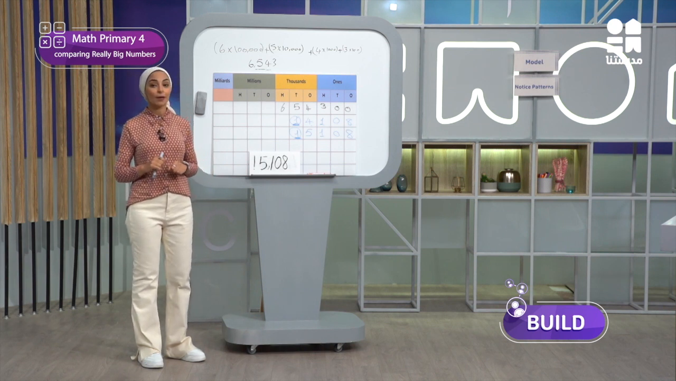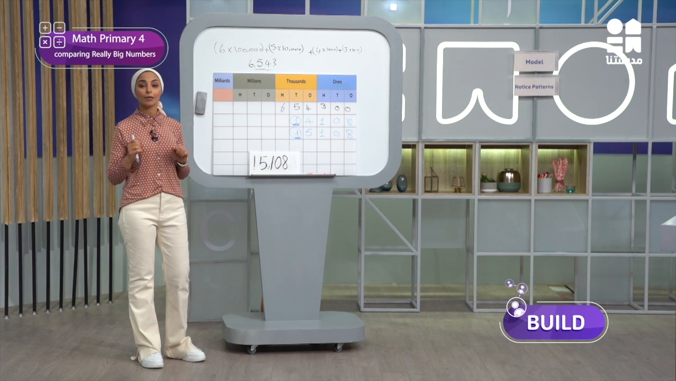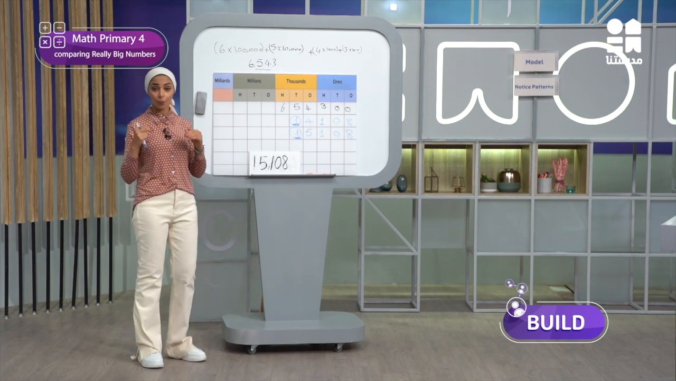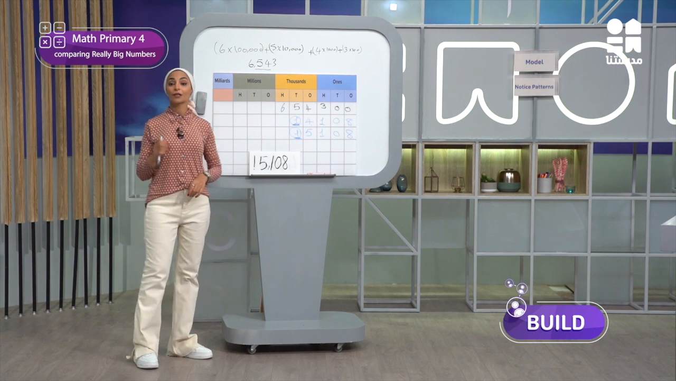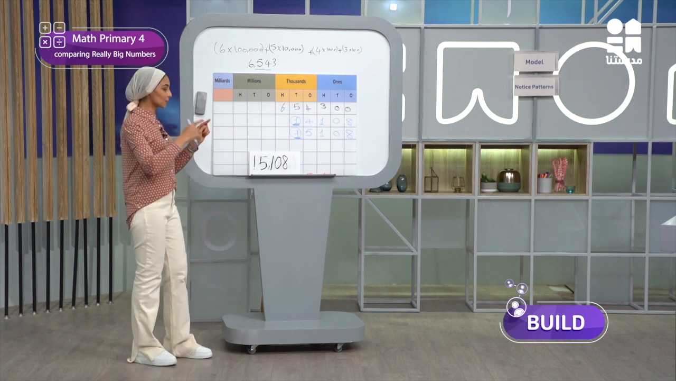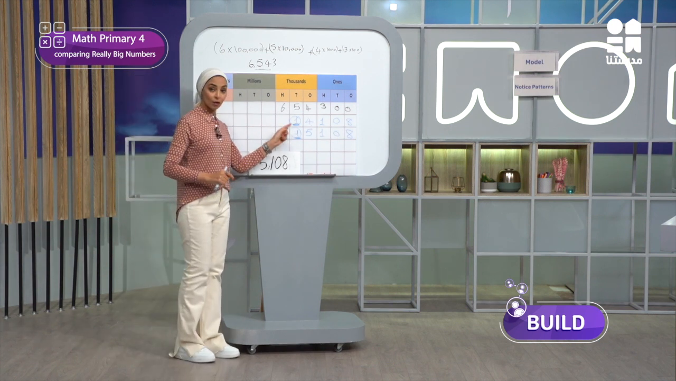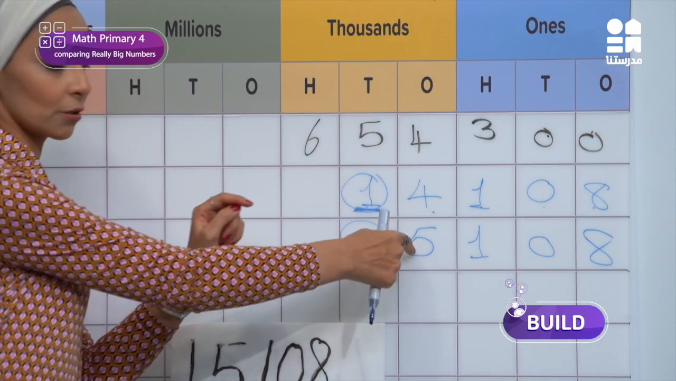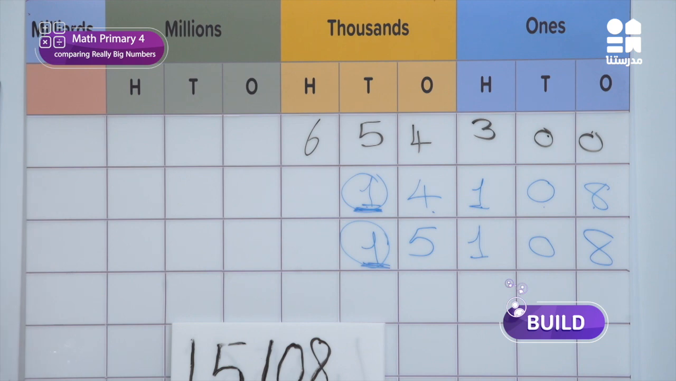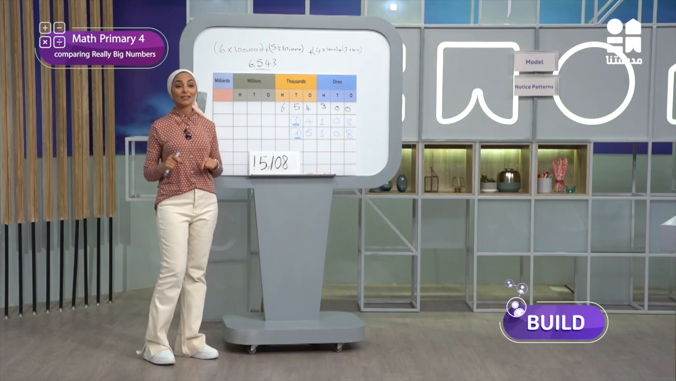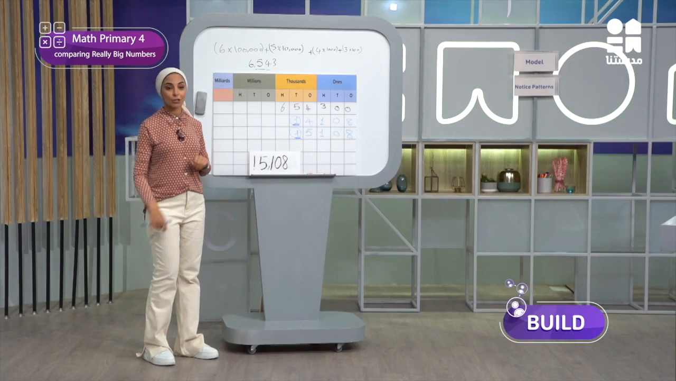What is the second step then? We should start comparing between 2 numbers starting from the first digit on the left. When I do comparing, I always start from the left side. And if they are equal, look at the next digit. If they are equal, look to the next digit. Okay? So I can put these symbols greater than and less than and equal to.